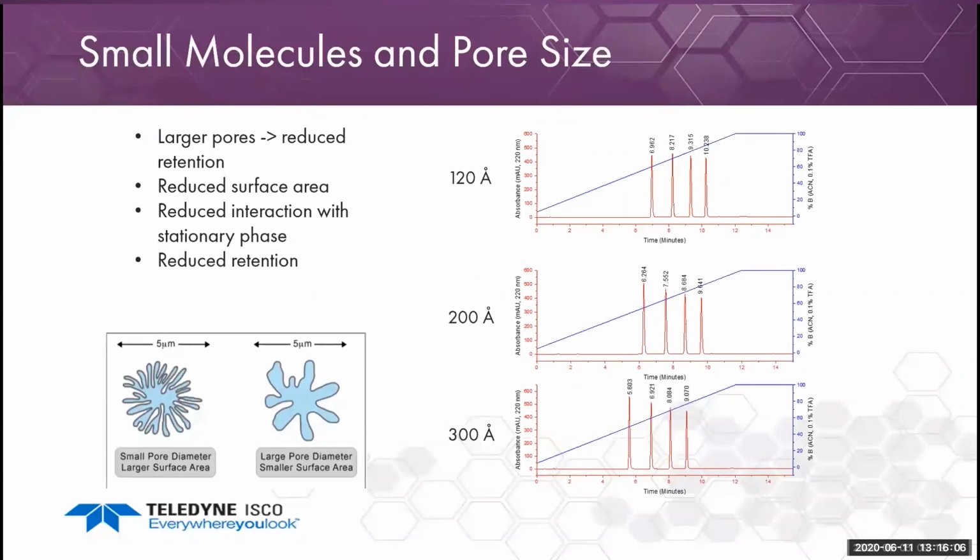The cartoon shows how pore size distribution affects surface area. More surface area allows greater interaction with the stationary phase when the compound adsorbs, increasing retention time. As pore size increases, surface area decreases, causing reduced retention. All of the compounds show decreased retention as the pore size increases, reducing the surface area.